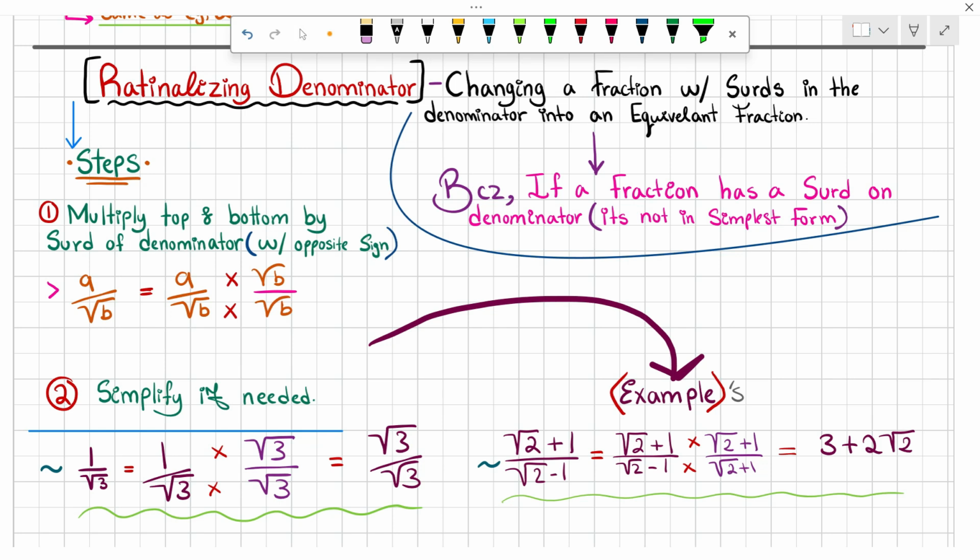Rationalization is changing a fraction with surds in the denominator into an equivalent fraction. But this means that the fraction that had the surd in the denominator is the same thing as the equivalent fraction. They're both the same fractions. The only thing is that we just remove the surd from the denominator. How do we do this? We multiply the top and bottom of our fraction with the surd of that denominator with the opposite sign.